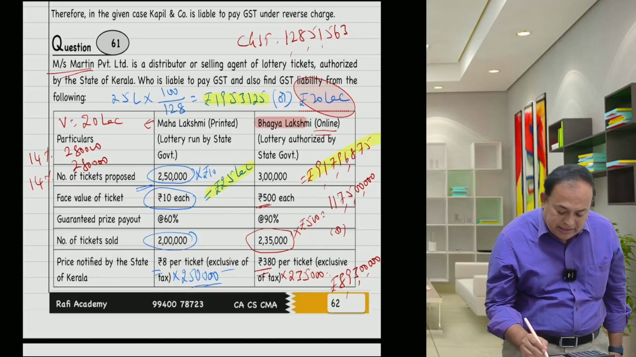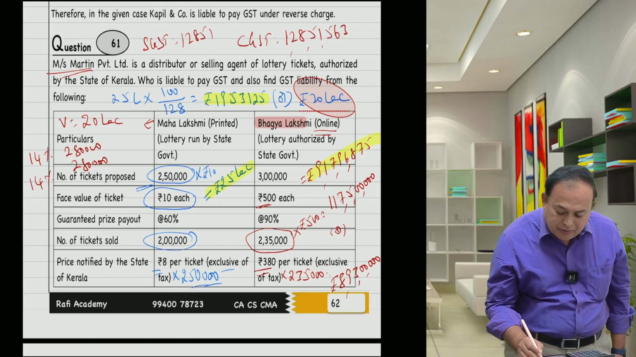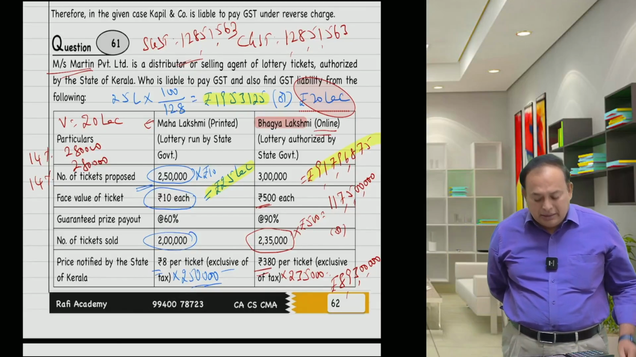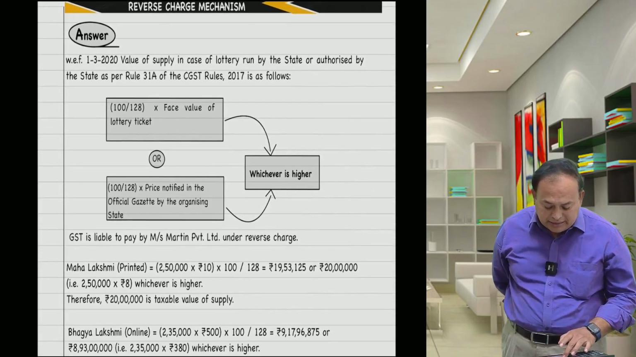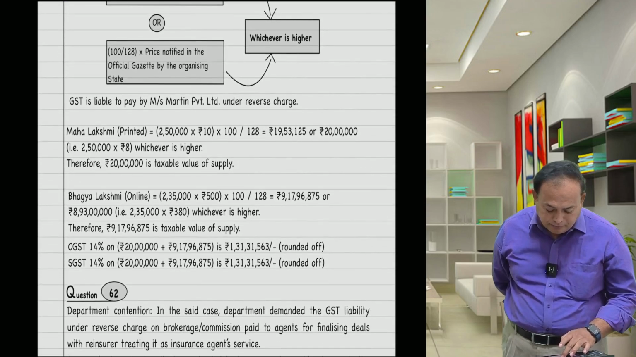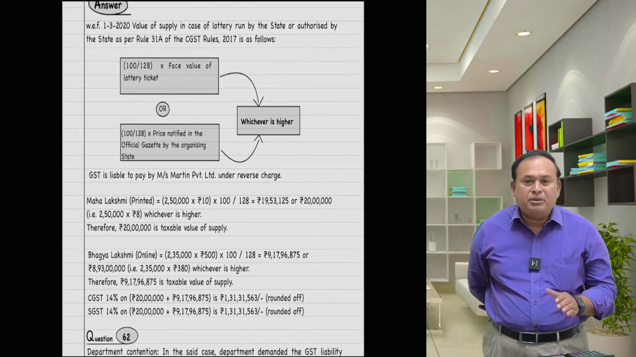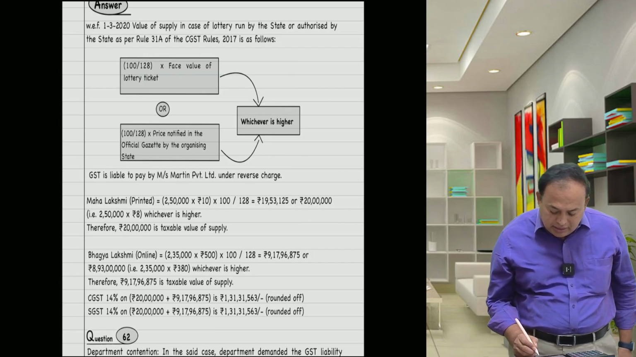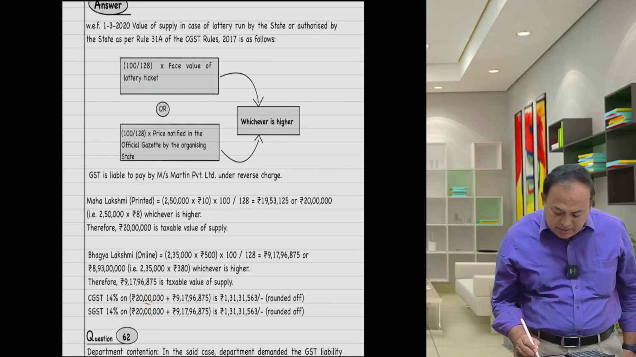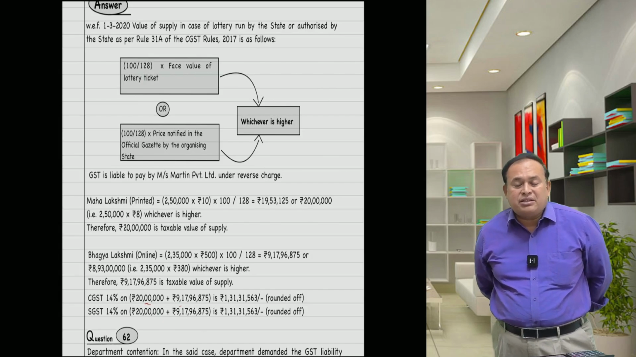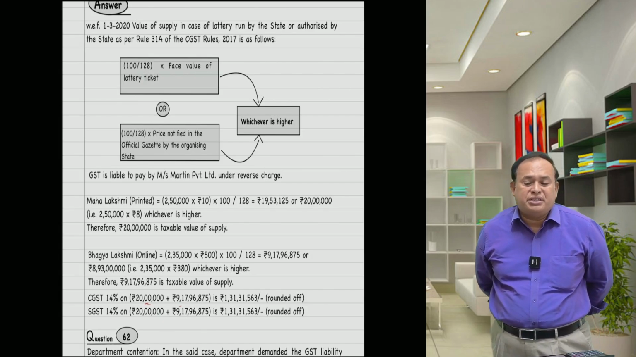Then the same amount of SGST: 1 crore 28 lakhs 51,563. This is the way in which you have to identify the value of supplies. And the same thing has been provided as a solution for your kind consideration. I have given the split up separately. Here finally I have added the values 20 lakhs plus 9 crore 17 lakhs 96,875. On the total amount I charge 14% CGST, SGST.